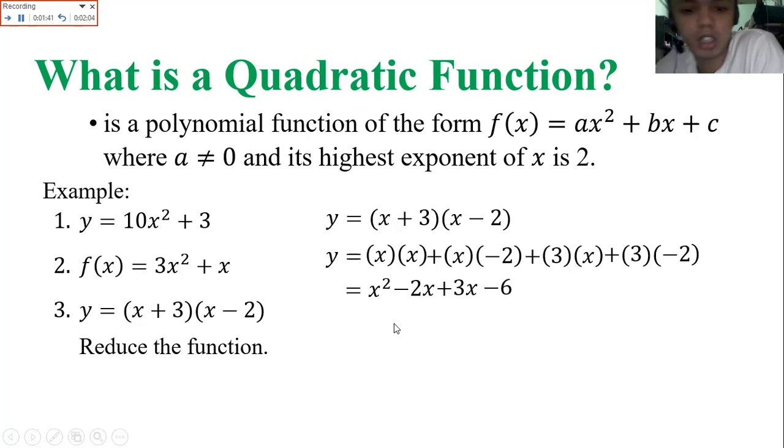Then combine the similar terms. We have x squared plus negative 2x plus 3x. Since the signs are different, we subtract them. 3 minus 2 is 1. Copy the x. We have x, then minus 6. No need to write 1 because there is already an automatic 1 with the x. Now, as you can see, the exponent of x in the leading term is 2. Therefore, this function is a quadratic function.